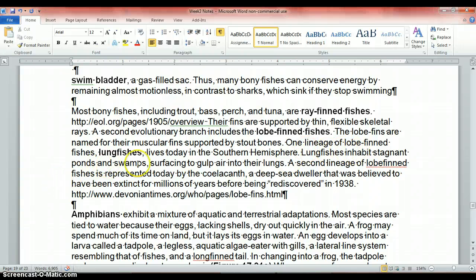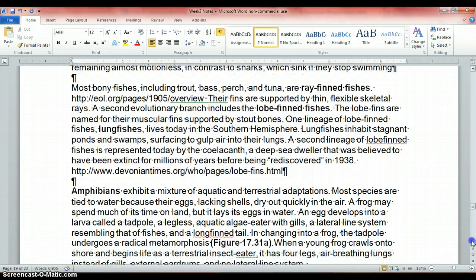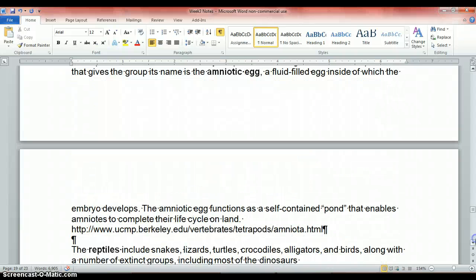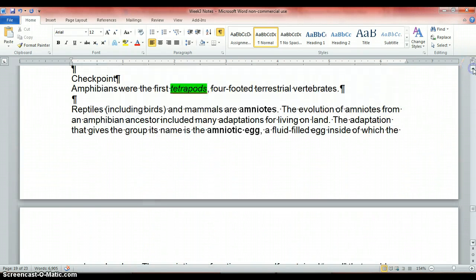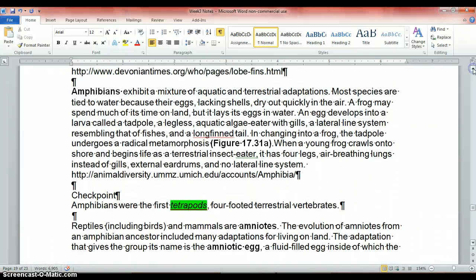Lungfishes inhabit stagnant ponds and swamps, surfacing to gulp air into their lungs. A second lineage of lobe-finned fishes is represented today by the coelacanth. We love the coelacanth, a deep sea dweller that was believed to be extinct for millions of years before being rediscovered in 1938. That's why we love it. So both of those are very interesting. If you get a chance, check out the links, see what they look like. I wish I could include pictures for all of the stuff in here, but oh my goodness, that would make the notes so big that we would take them in 16 parts or something crazy.